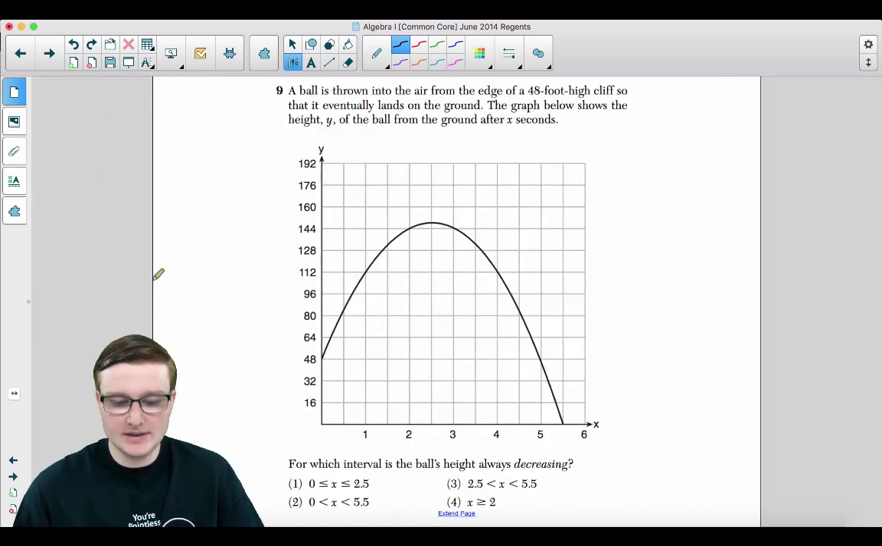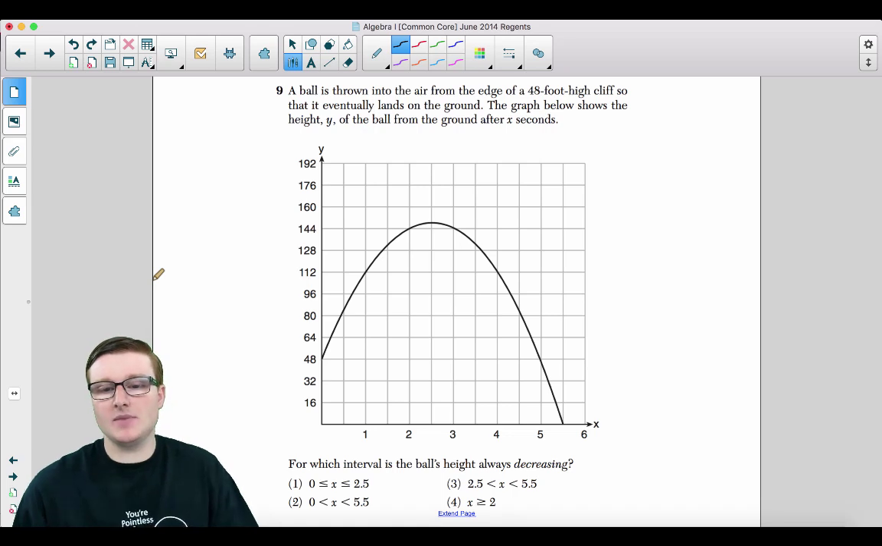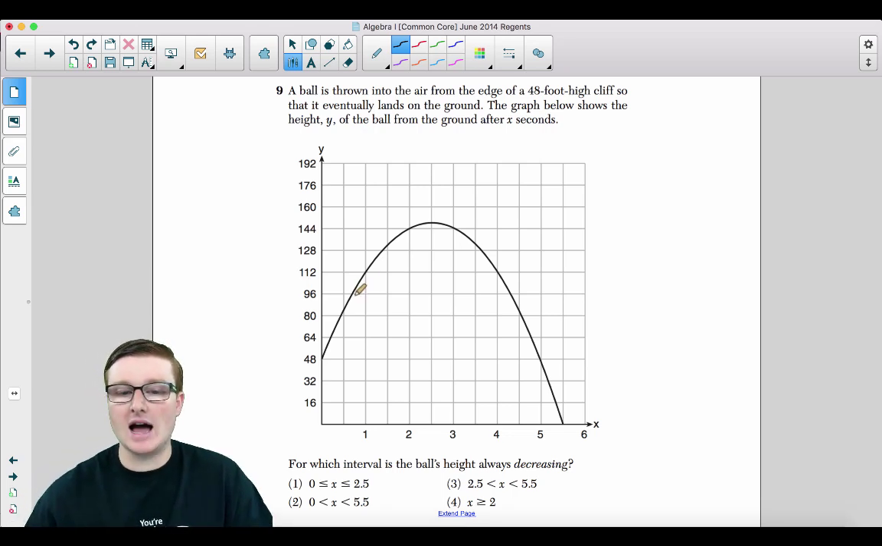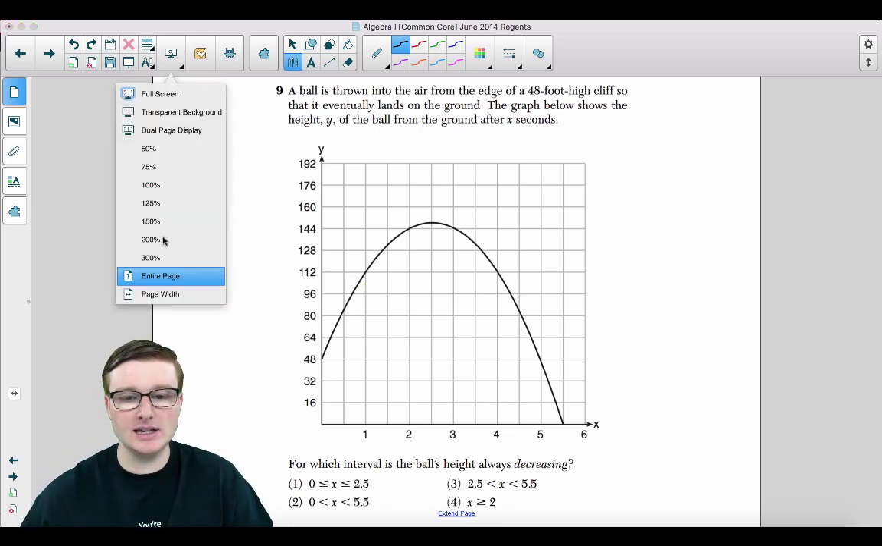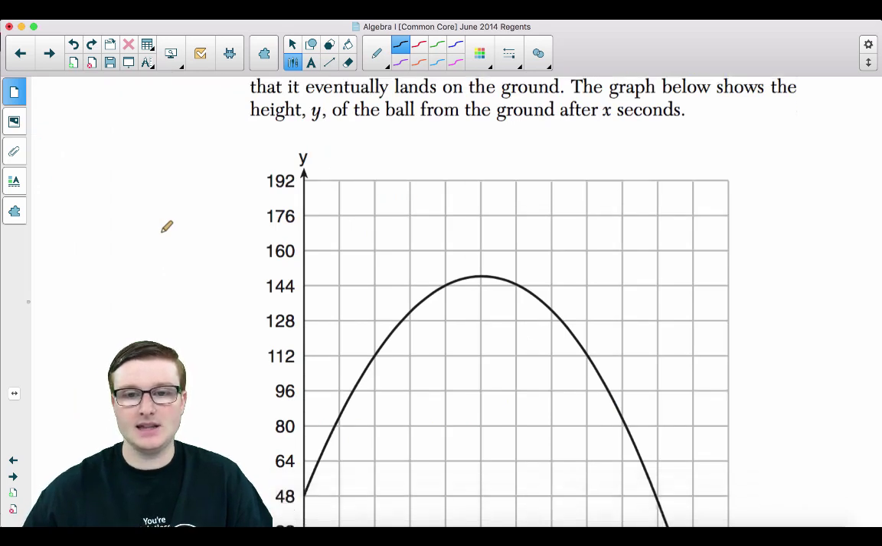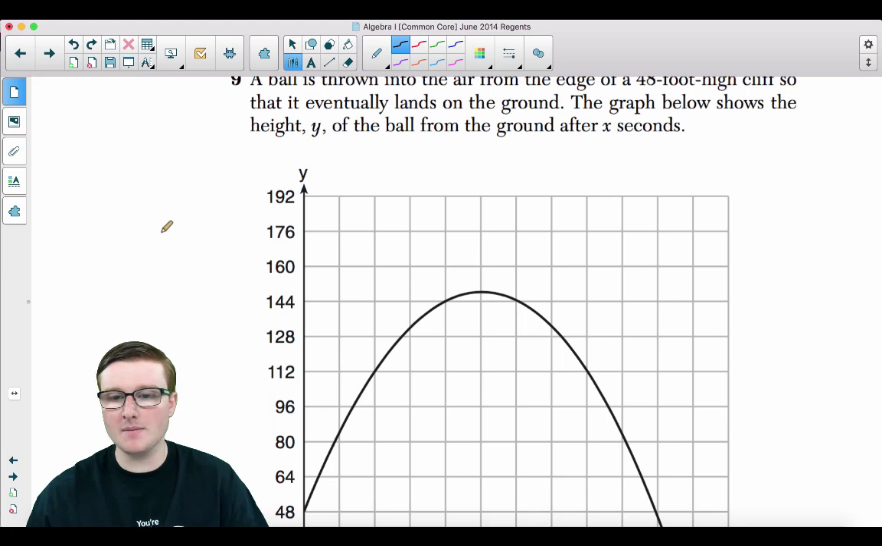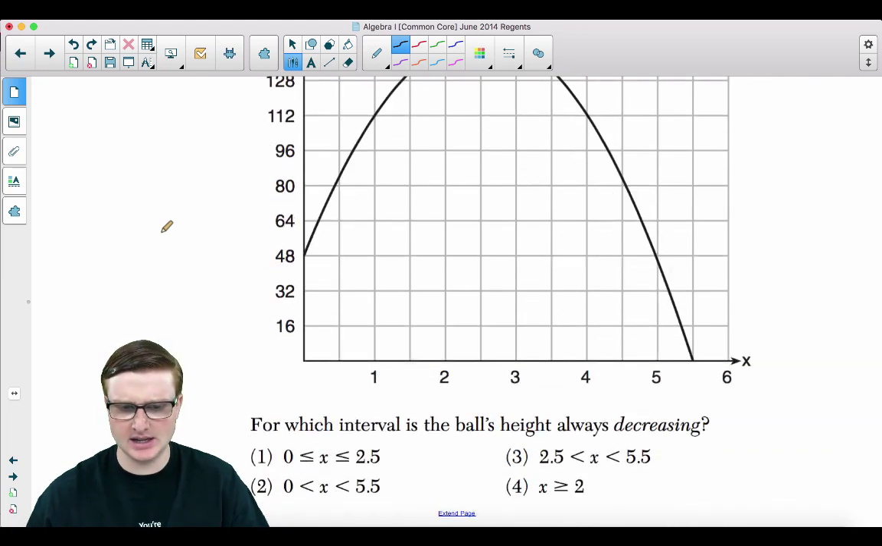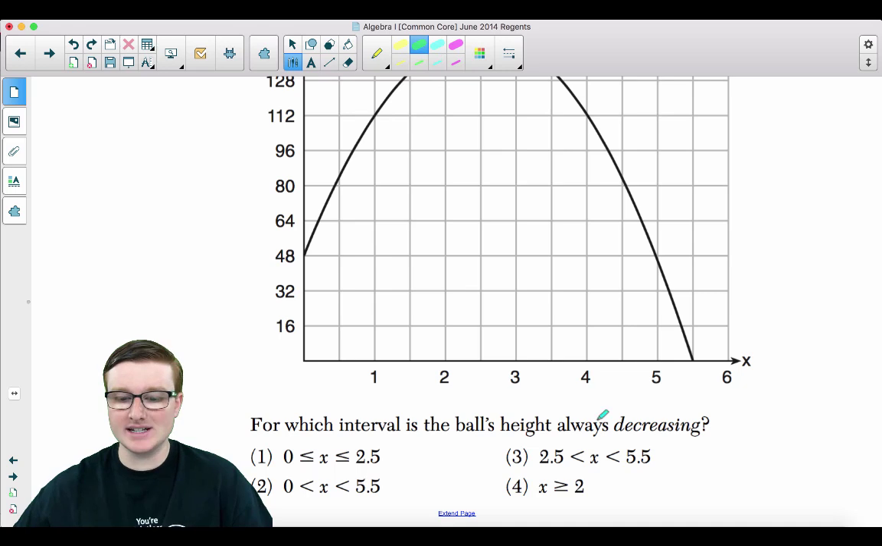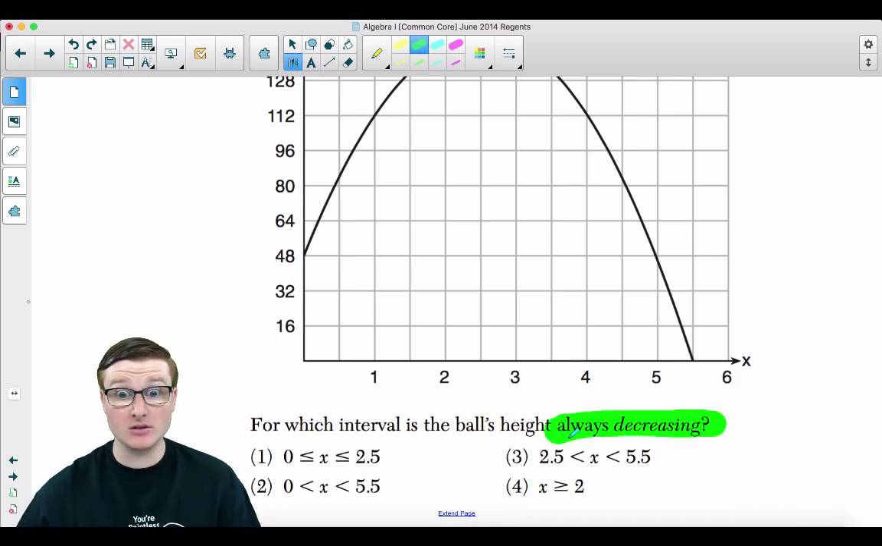A ball is thrown in the air from an edge of a 48-foot high cliff so that it eventually lands on the ground. The graph below shows the height y of the ball from the ground after x seconds. Interesting. For which interval is the ball's height always decreasing? Always decreasing. That means it's always going down.